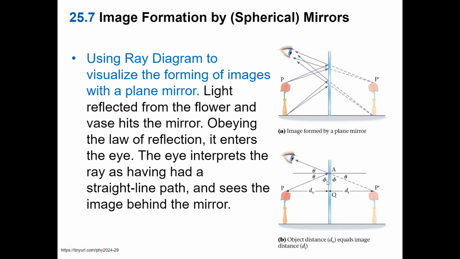So then phi should be equal to phi. So this is an identical triangle to this one here. So then you can figure that DO should be equal to DI. That's one property of the image formed by a plane mirror: the distance from the object to the mirror should be equal to the distance of the image to the mirror.